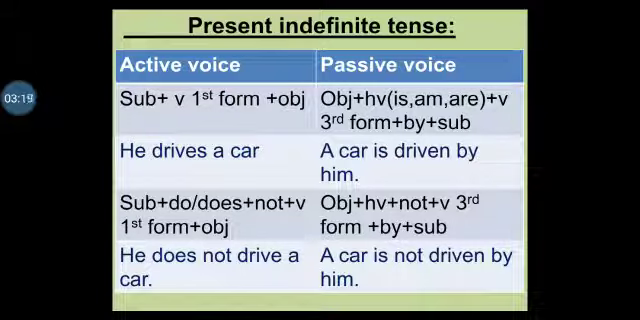In the negative form, subject plus do, does plus not plus verb first form plus object. He does not drive a car. In passive voice, object plus helping verb plus not plus verb third form plus by plus subject. A car is not driven by him.